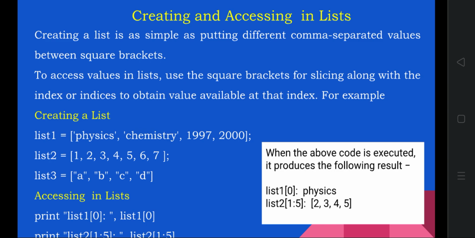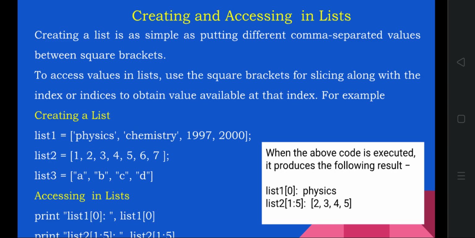So here, at the first index the value is 2, at the second index the value is 3, and at the third index the value is 4. Counting 0, 1, 2, 3, 4 and 5: 1 is in the 0 index, 2 in the first index, 3 in the second index, 4 in the third location, 5 in the fourth location, and 6 in the fifth location.